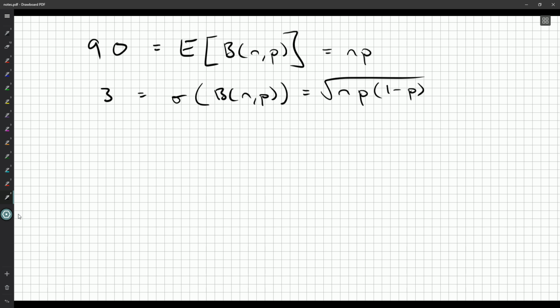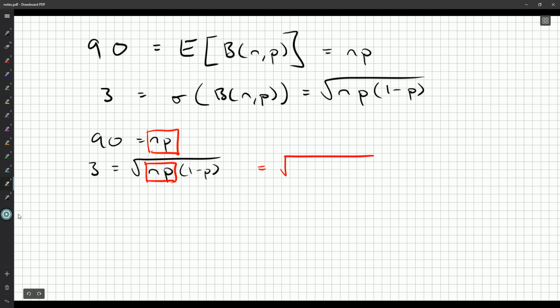So this gives us a couple equations. We know that 90 is np, and we know that 3 is the square root of np times 1 minus p. Now you might notice I know np is 90, and there's an np right there. So how about we plug that in? So 3 is the square root of 90 times 1 minus p.